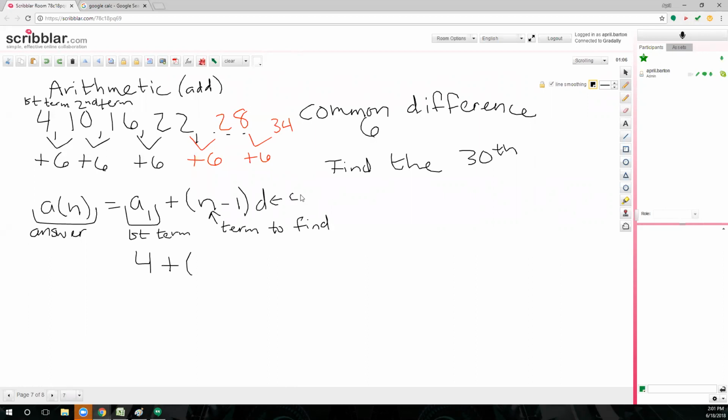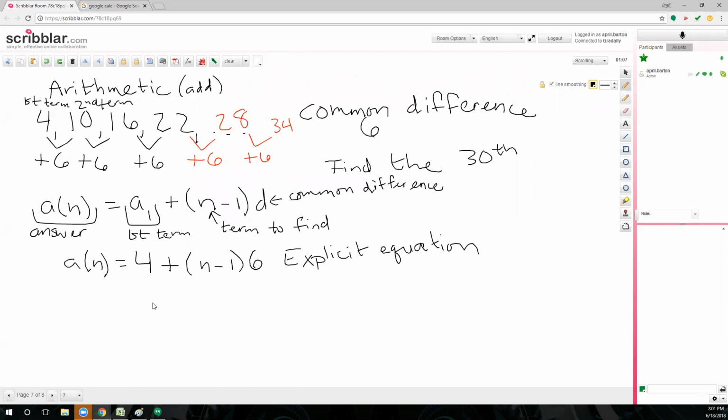And then d stands for the common difference. So if we just want the equation itself, then we don't replace the n with anything. We say n minus 1, 6. This is called the explicit equation. It will tell us any term we want to know. So that could be an answer they're looking for. I'm trying to cover all the possible questions that might be asked.